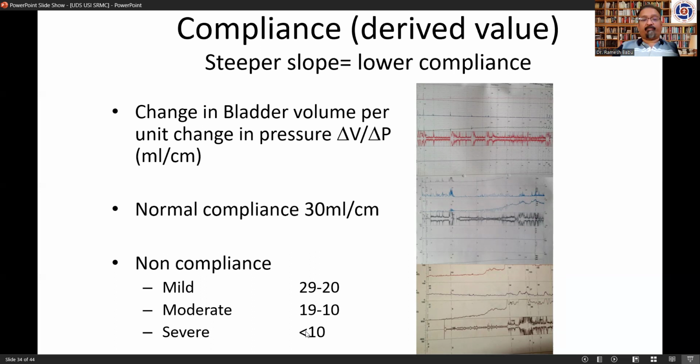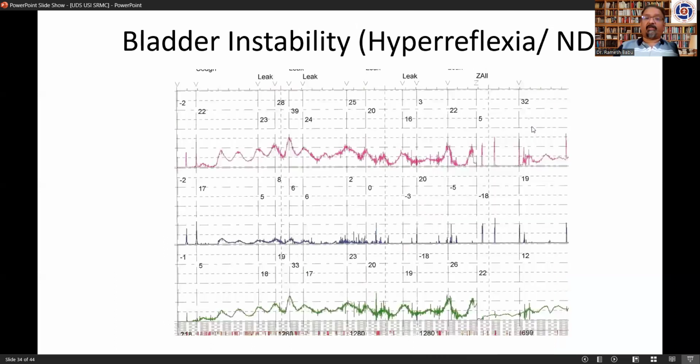Severe impaired compliance, or non-compliant, is less than 10. So when you have less than 10, it goes up rapidly. So it's a rapid mountain-like thing. Whereas in impaired compliance, it's a slow rise. And even milder, in poor compliance, is a very, very slow rise.